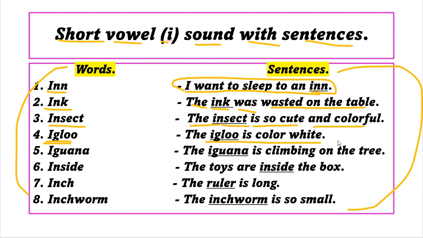If you remember our previous lesson, I showed you a picture where the igloo is a white house. Okay, next, iguana. An iguana is another type of lizard. An iguana can camouflage in every color. That is their ability to camouflage, to be invisible. The sentence is: The iguana is climbing on the tree. In my previous picture, the iguana is climbing on the tree.